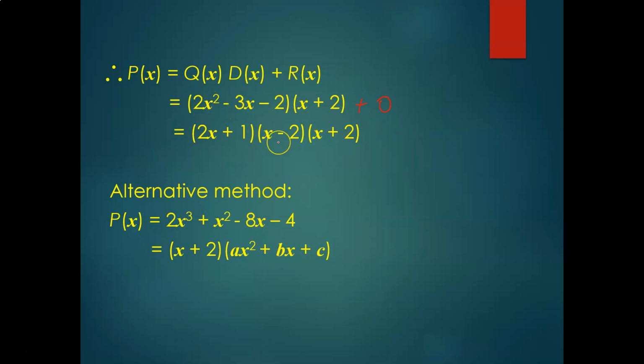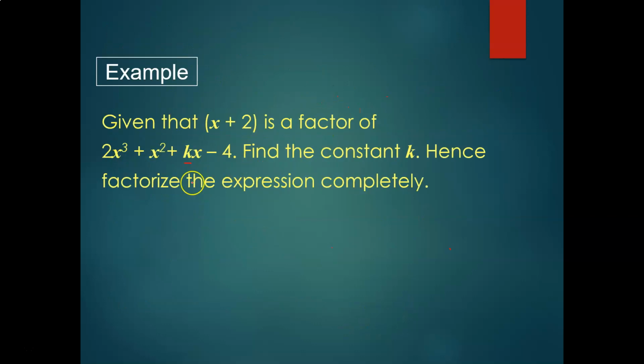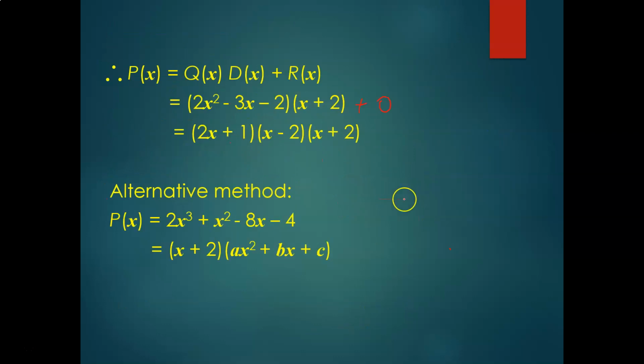So, dia kata factorize completely. Soalan tu minta you have to factorize completely. Okay, this one, since you still have quadratic, so you have to factorize lah. So, factorize this quadratic expression, you get 2x plus 1 and x minus 2. And also this one, x plus 2. So this is the final answer. So we can say that these three terms are actually the factor of the polynomial. Not only this one, but these two terms as well.